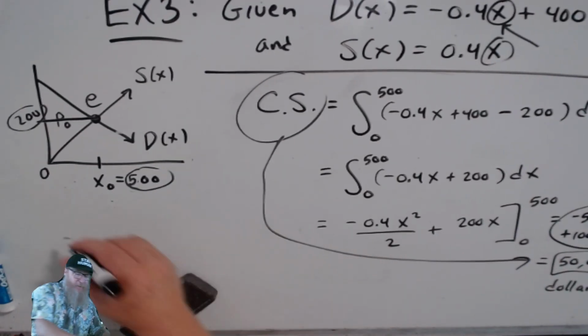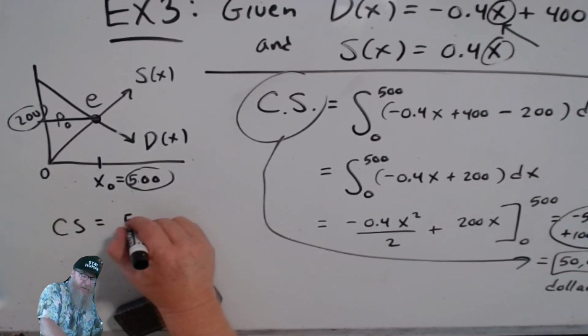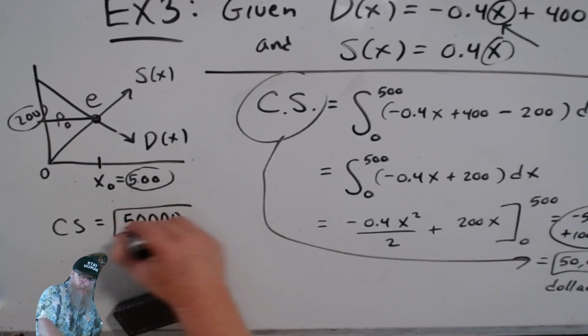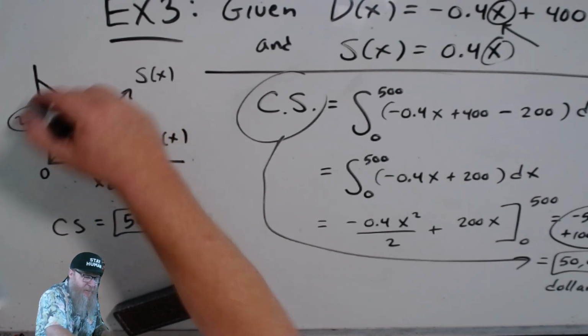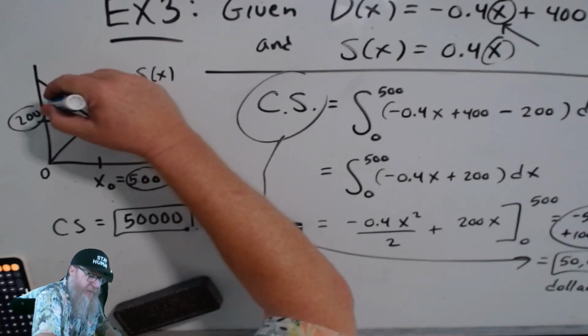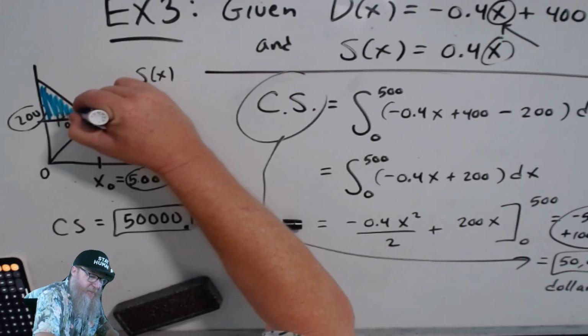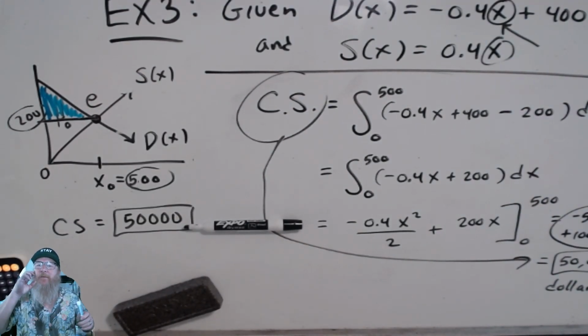All right, let's write that over here. CS is 50,000. That represents the area here. That's the consumer surplus.